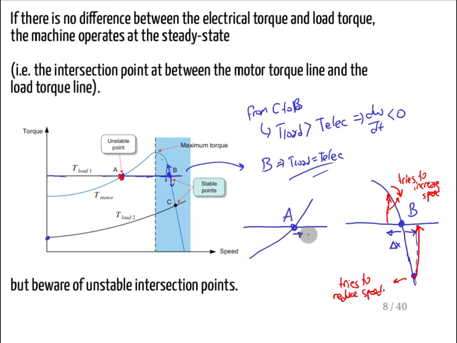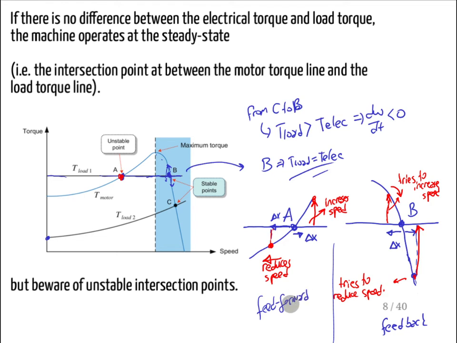Again, if you move by delta X, now your motor produces more torque, so it increases its speed. And if you move along the other direction, now your motor generates less torque, so from that point it tries to go that way, so it reduces speed. So this one has a feedback mechanism, but that one has a feed forward mechanism.